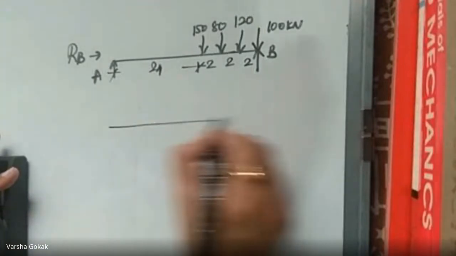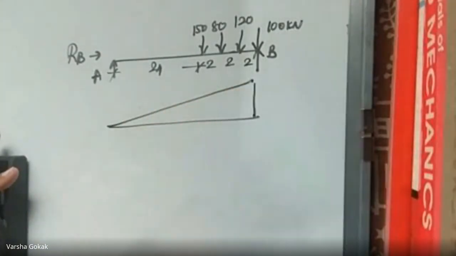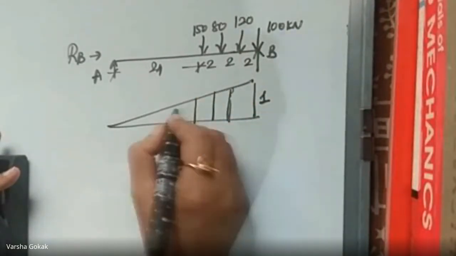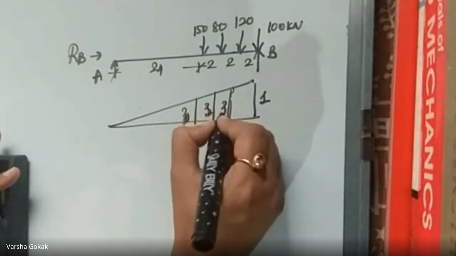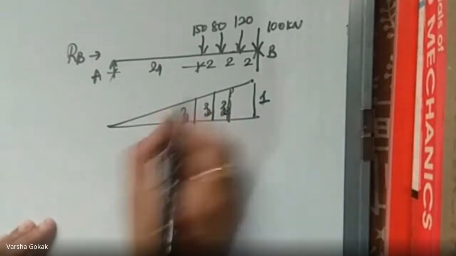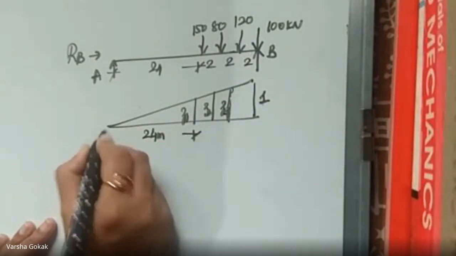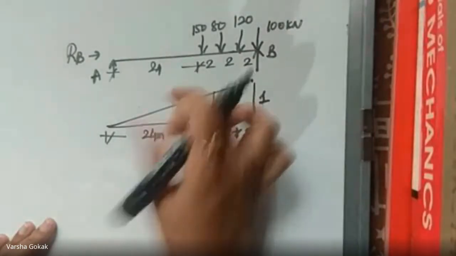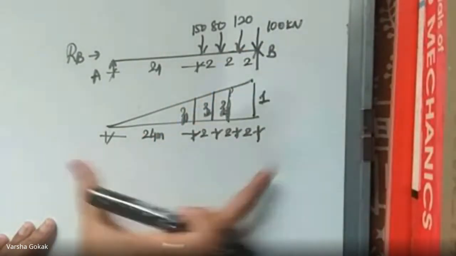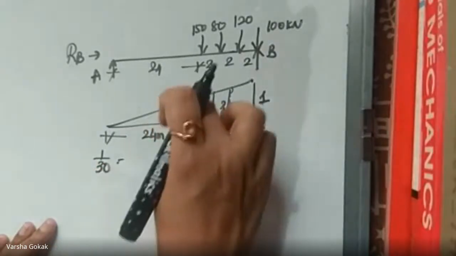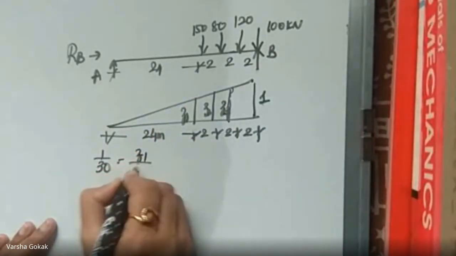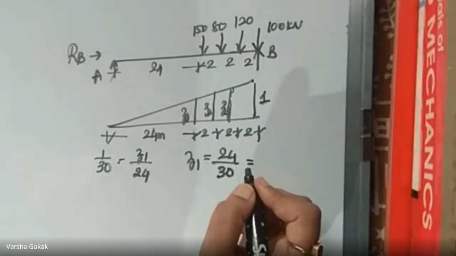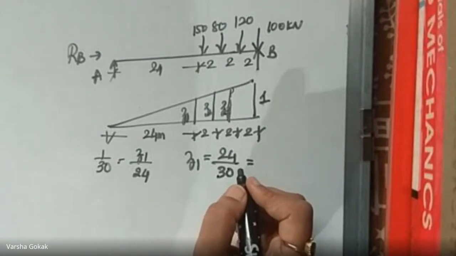The ILD for reaction at B for a unit load is going to be like this. This is 1. I need to now get these ordinates. I'll call them Z1, Z2, Z3, and this is 1. To find Z1, this is 24 and this is 2, 2 and 2. To get Z1, 1 divided by 30 is equal to Z1 divided by 24. So Z1 is 24 divided by 30. What is that value? 0.8.